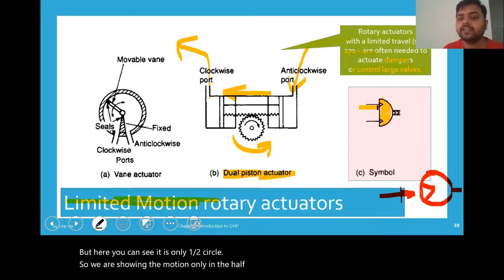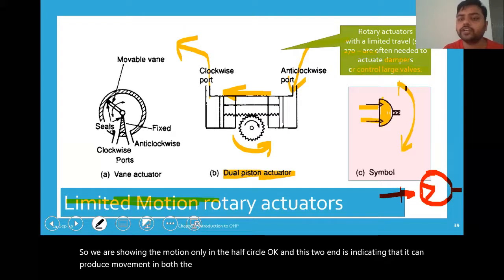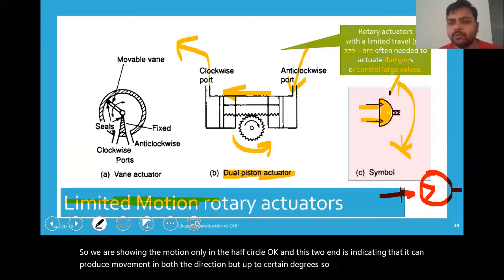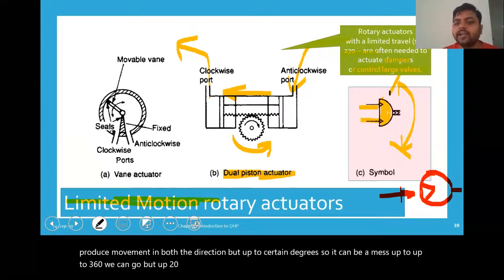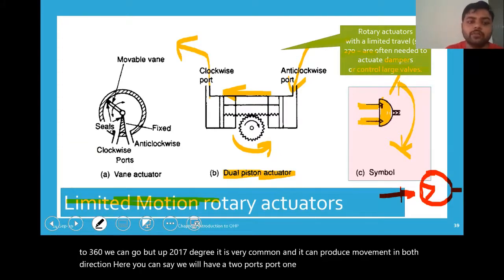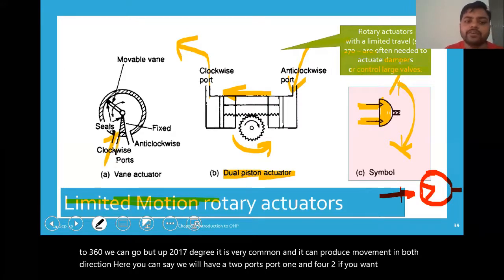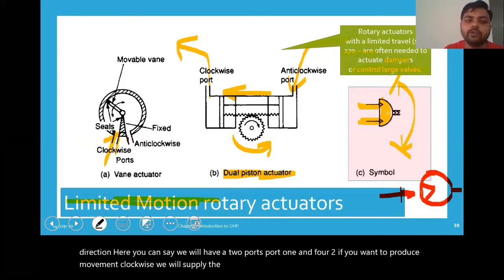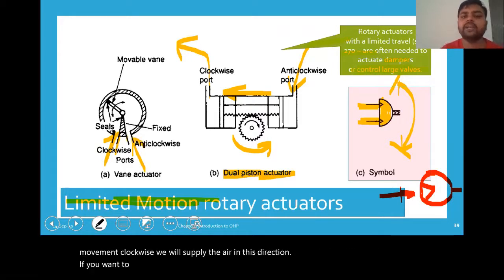And these two ends indicate that it can produce movement in both directions, but up to certain degrees. It could mean up to 360, but up to 270 degrees is very common, and it can produce movement in both directions. Here you can see we have two ports, port 1 and port 2. If you want to produce clockwise movement, we will supply the air in this direction. If you want anti-clockwise movement, we will supply air in the opposite direction. That's why we have two ends.